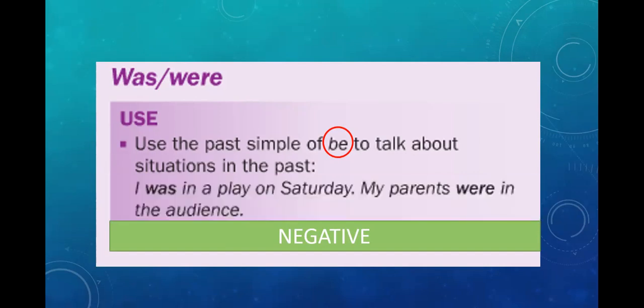With the example, I was in a play on Saturday. My parents were in the audience. Okay, you know that in this case, a play is referring to a theatrical play, okay? You go to a theater and you see a play. For example, maybe Shakespeare. You see some kind of Shakespearean play. All right, so this is the positive form of was and were, okay? There's no change to any of these two verbs.